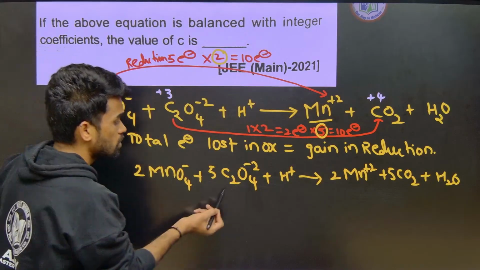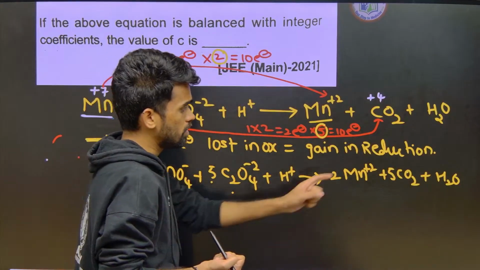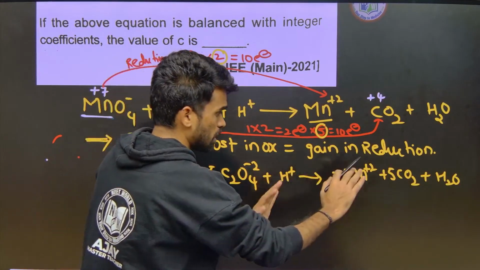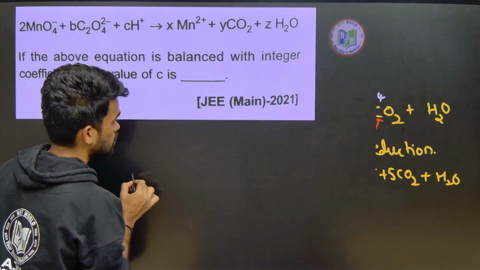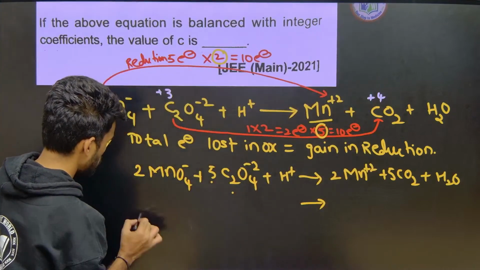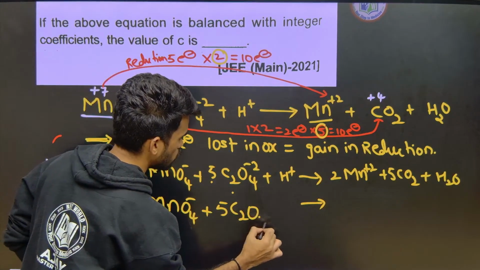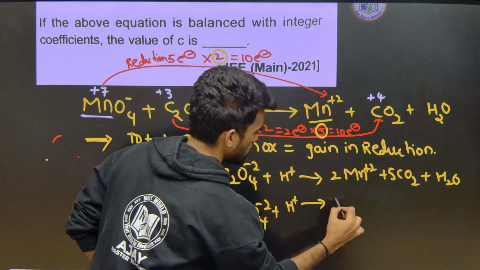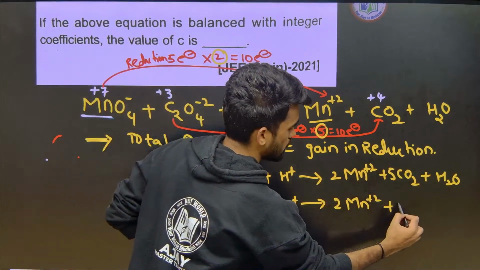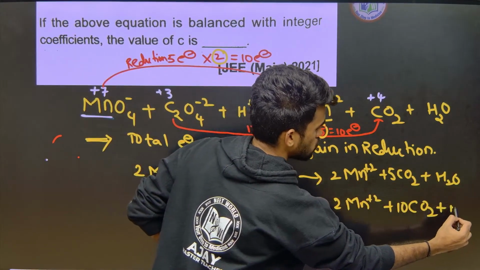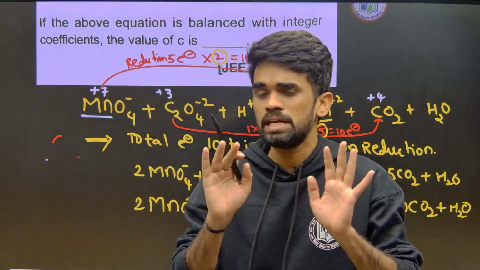Now what about carbon here? 5 2s are 10, but here only 5 carbons are there. So just make it 10, so it becomes equal. I am writing this as: 2MnO4 minus, plus 5C2O4 2 minus, plus H plus, giving 2Mn 2 plus, and 10 carbons on this side, 10 CO2. So carbons and manganese, all other atoms are balanced except oxygen and hydrogen, right?